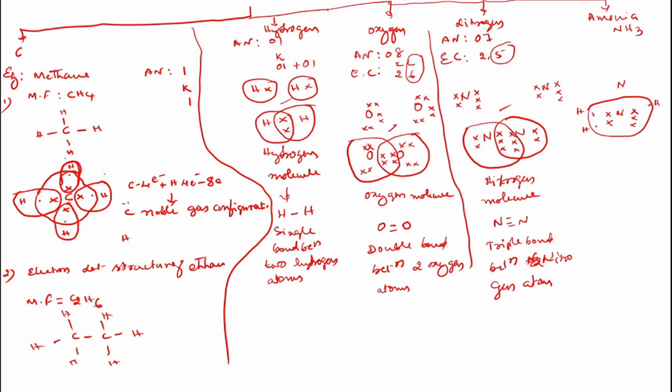Now we count 1, 2, 3, 4, 5, 6, 7, 8. Nitrogen reached the noble gas configuration. Hydrogen we will see. This is the hydrogen sharing its electrons with nitrogen. But you see here 2 more electrons are left without sharing. That is a different chapter that you will study in higher studies. So this is the electron dot structure of NH3.